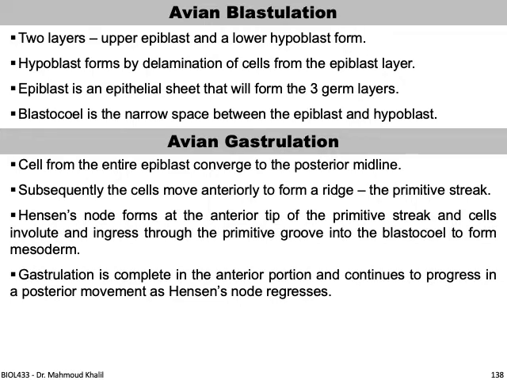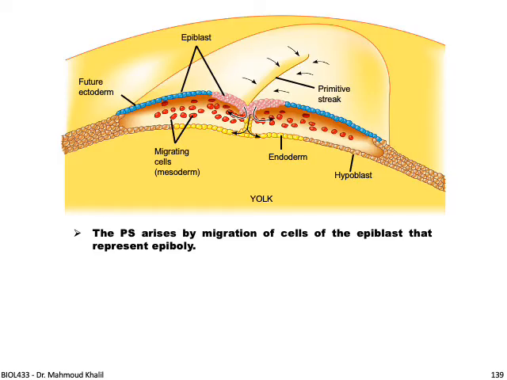The gastrulation is complete in the anterior portion and continues to progress in a posterior movement as the Hensen's node regresses. You can see here the arrows show the movement, and actually you can see a section where the red cells have ingressed through the ridges of the primitive streak. These migrating cells will form the mesoderm. And you can see that cells of the epiplast and cells of the hypoplast are surrounding the blastocele cavity.